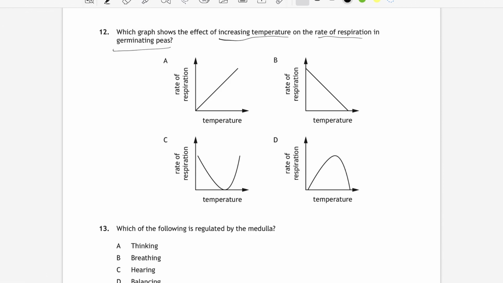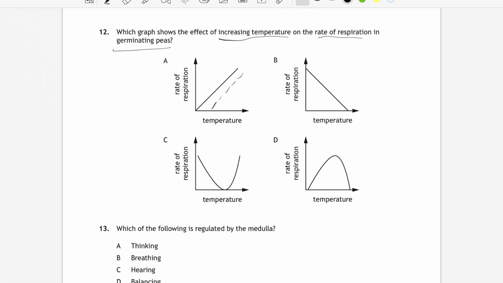If I look at A, my rate of respiration is increasing at the same time as the temperature increases, and it just continues off into that abyss. It's not actually how that happens, because all you're saying there is if you warm yourself up, your rate of respiration will continue to increase. There will be an end point. And B is the inverse of this, so we've got the rate of respiration decreases as temperature increases. That means the warmer you get, the less respiration you're producing. So that's not actually happening.